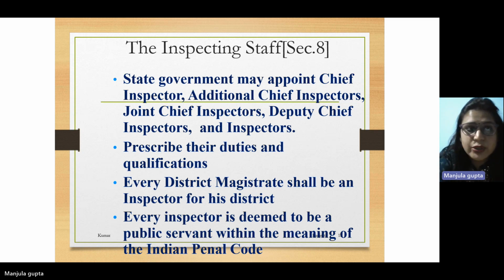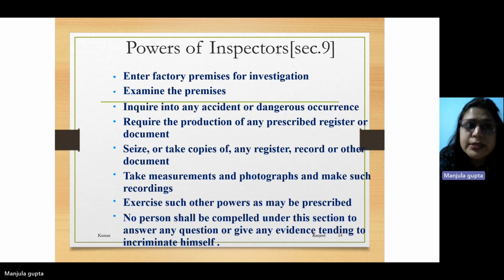Powers of the inspector under section 9. Enter factory premises for investigation, examine the premises, inquire into any accident or dangerous occurrence, require the production of any prescribed register or document, seize or take copies of any register, record, or other document, take measurements and photographs and make such recordings, and exercise such other powers as may be prescribed. No person shall be compelled under this section to answer any question or give any evidence tending to incriminate himself.